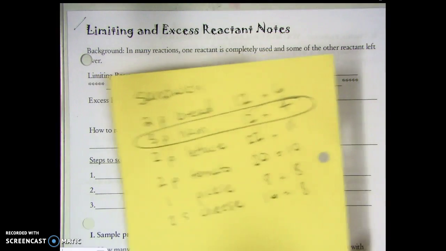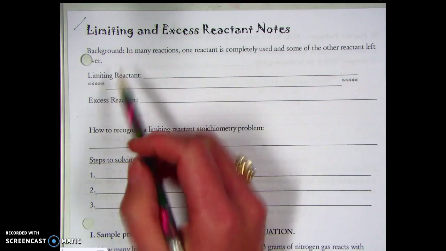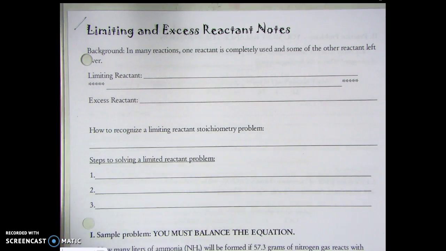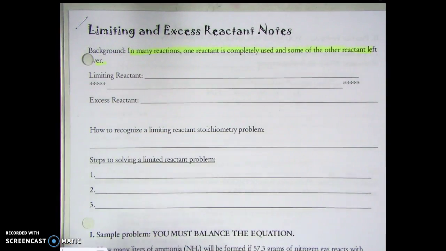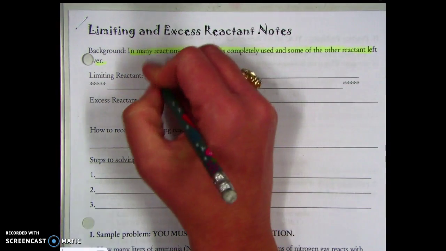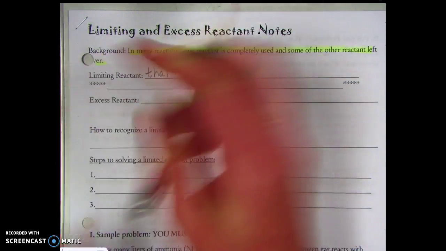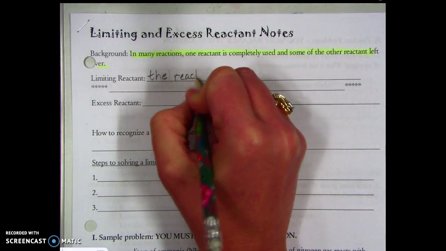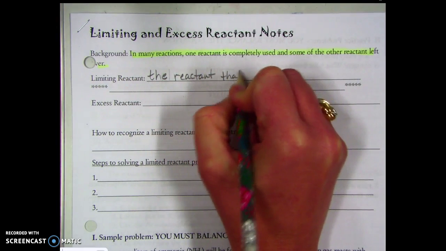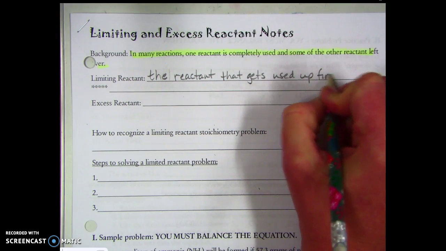So like if I have 2 reactants reacting, one of them is going to get used up first. So the background, in many reactions, one reactant is completely used and some of the other reactant is left over. Our limiting reactant. This is the reactant that gets used up first.